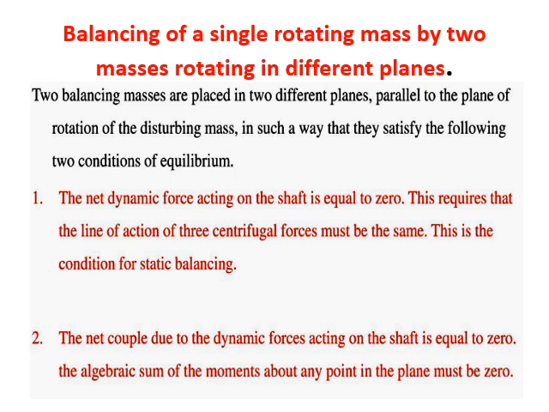In this slide, the balancing of a single rotating mass by two masses. The two masses are placed in two different planes, parallel to the plane of rotation of the disturbing mass. It satisfies the two main conditions of equilibrium. One is that the net dynamic force acting on the shaft is equal to 0, which is the condition for static balancing. The second is that the net couple due to the dynamic force acting on the shaft is equal to 0, that is, the algebraic sum of moments about any point in the plane is equal to 0.